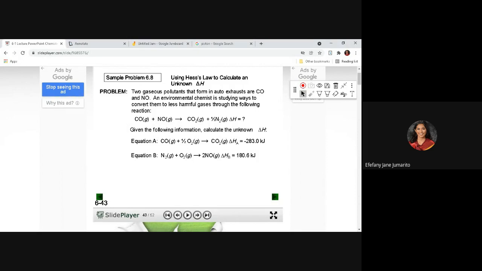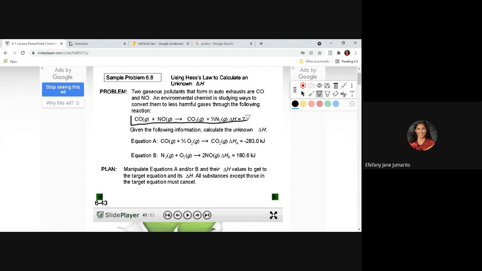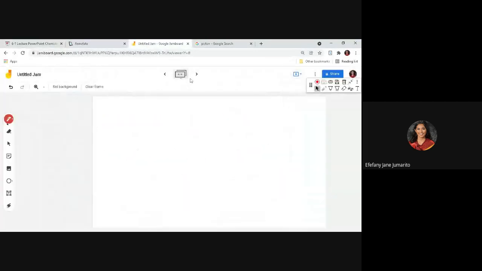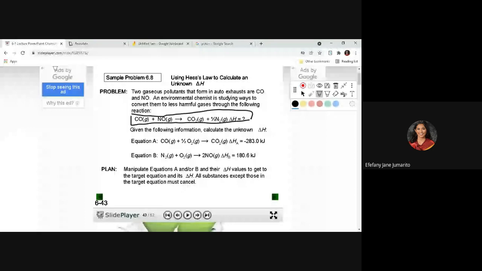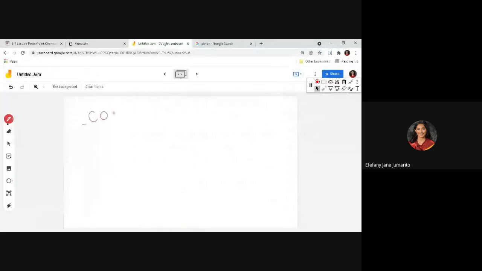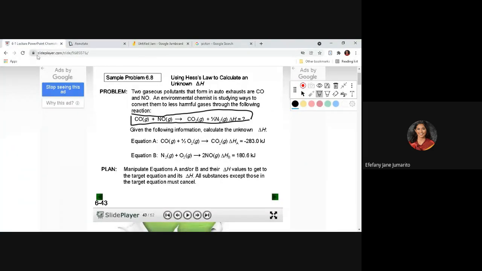Okay, so this is your overall reaction. CO plus NO, then we have CO2, and then half of N2. Let's write that one. We have CO, carbon monoxide, plus NO. Then it yields CO2 and then one half of N2. Okay, so we have that one.